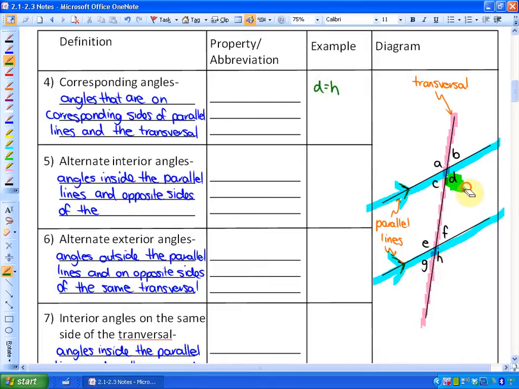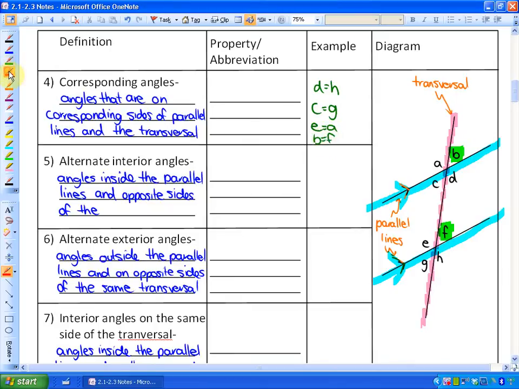Another pair of corresponding angles would be C and G. They are also both below their respective parallel lines and both to the left of the transversal. So angle C is also equal to angle G. Those are corresponding angles. Or if I look at the next example, angle E would be corresponding to angle A because they are both above the parallel lines and to the left of the transversal. This will become more familiar as we go on in this chapter. And the last pair of corresponding angles here would be angle B and angle F. So those are all corresponding angles.